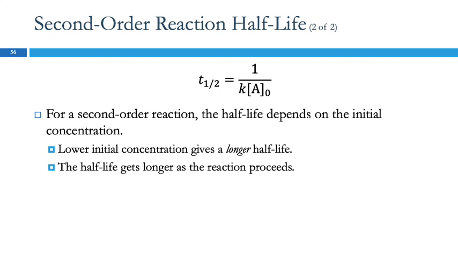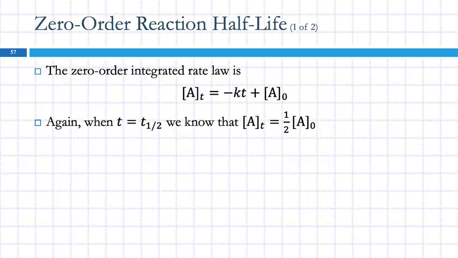What I did forget to talk about was, in the second order, the half-life gets longer as the reaction proceeds. Because here we have our initial concentration. The half-life depends on the concentration. So later on in the reaction, this number is smaller. If I'm dividing by a smaller number, t 1/2 changes. So that gets longer.